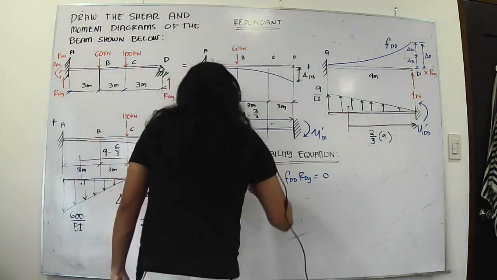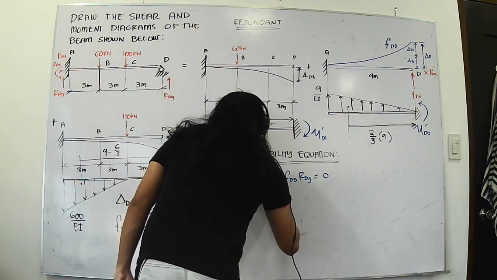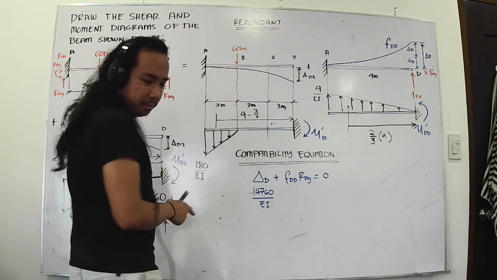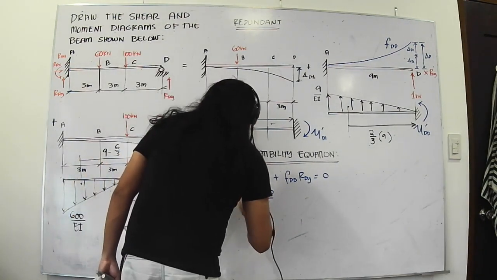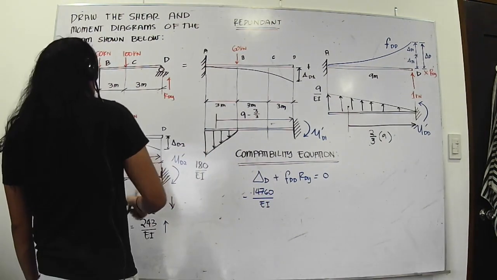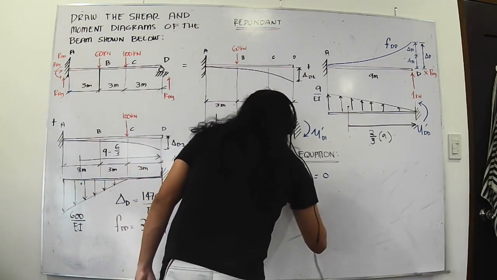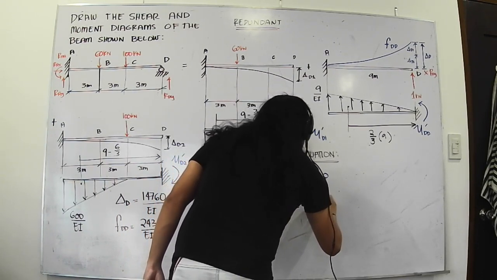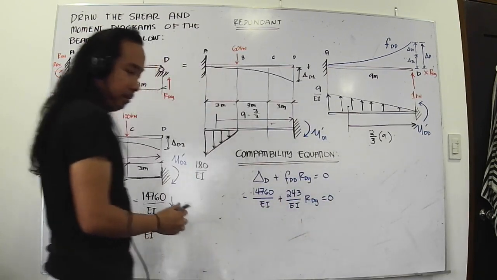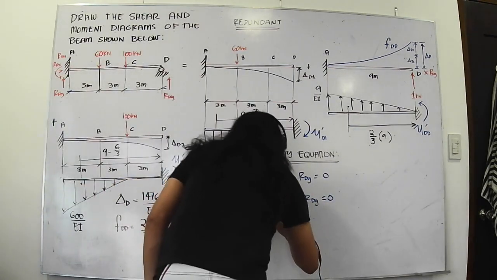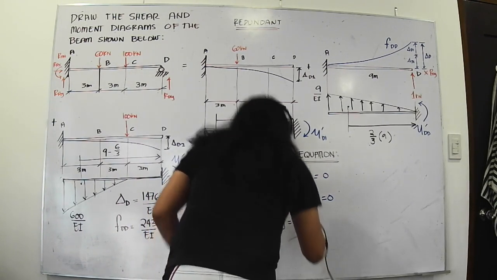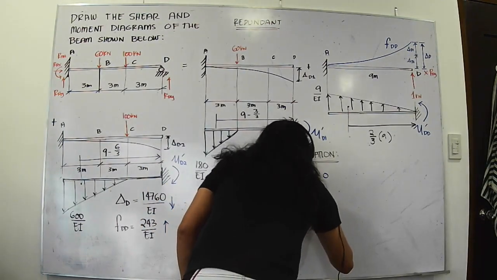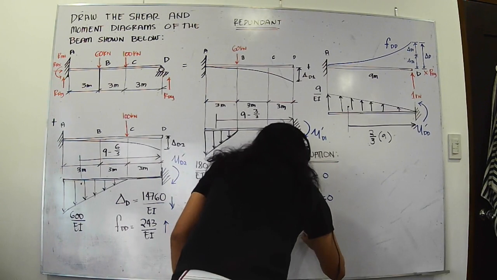Now, DD is equal to 14760 over EI. This one is going down, so this is negative. Now FDD is positive, so add plus 243 over EI, multiplied by our RDY. That should equate to 0. Consequently, we can solve for RDY. Our RDY is just equal to 1640 over 27.